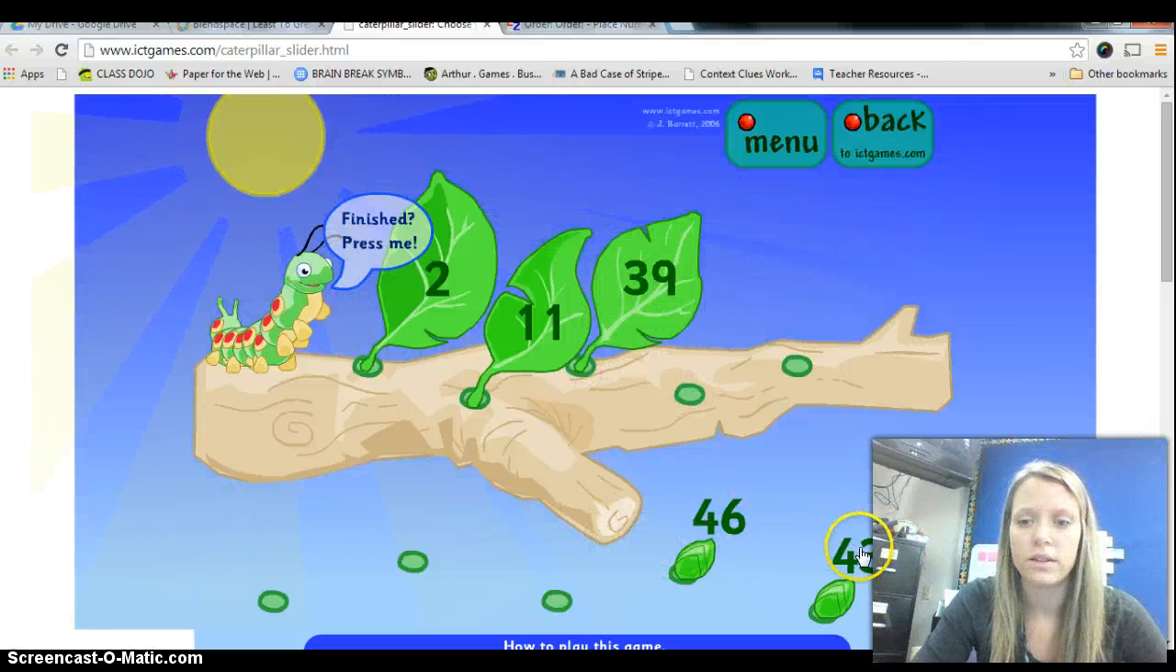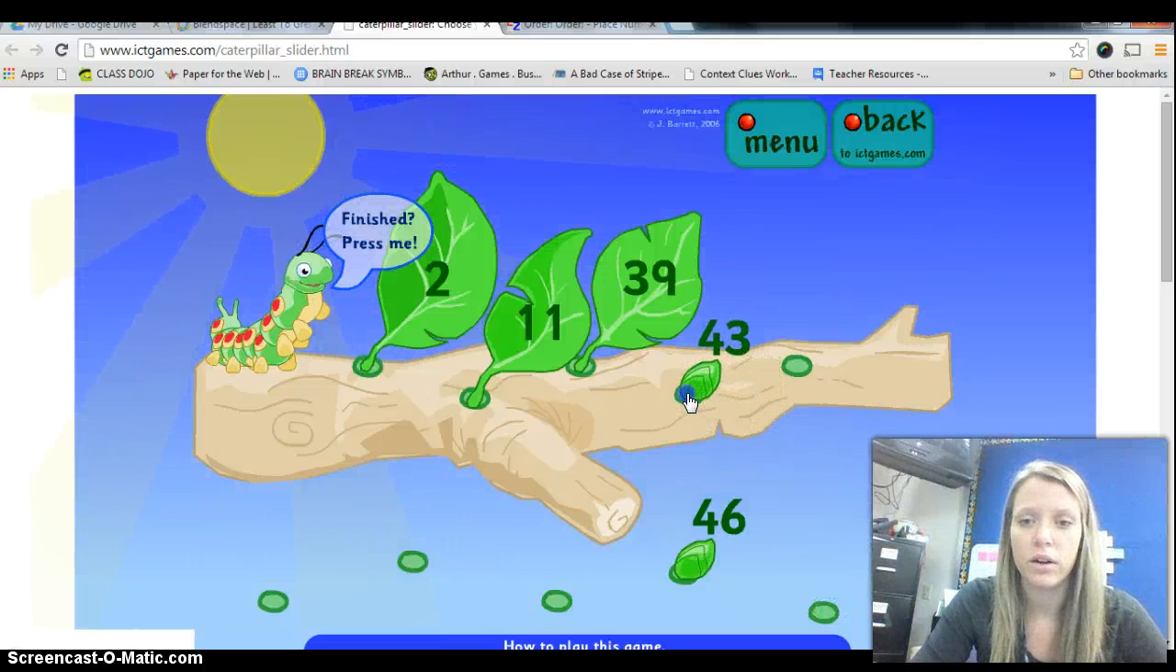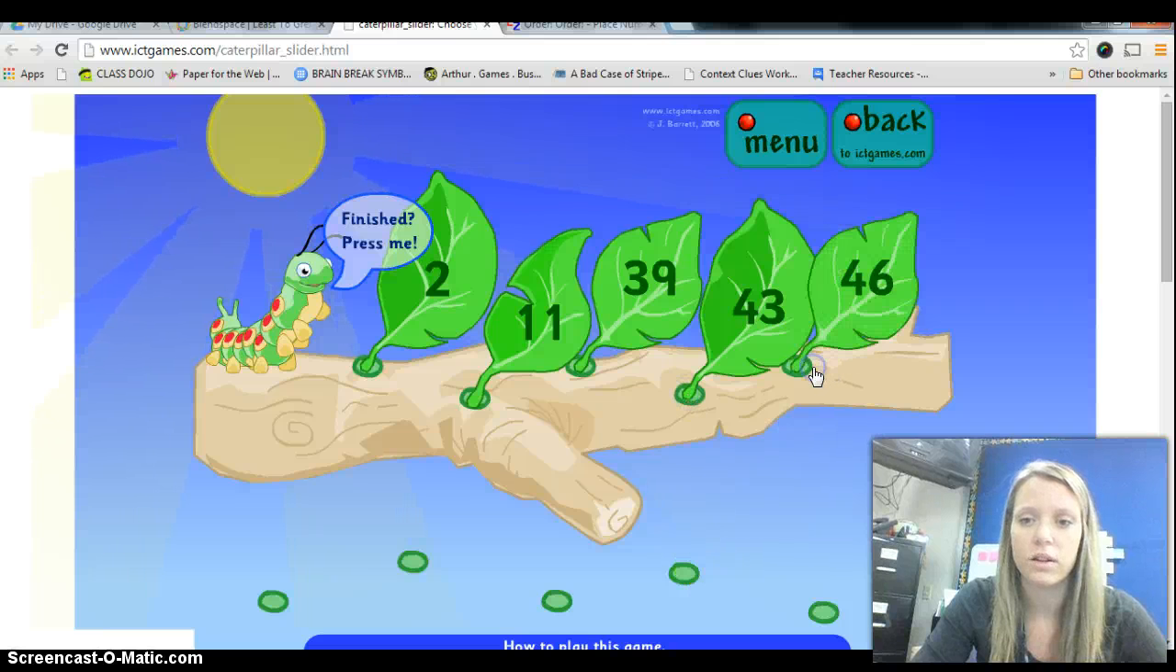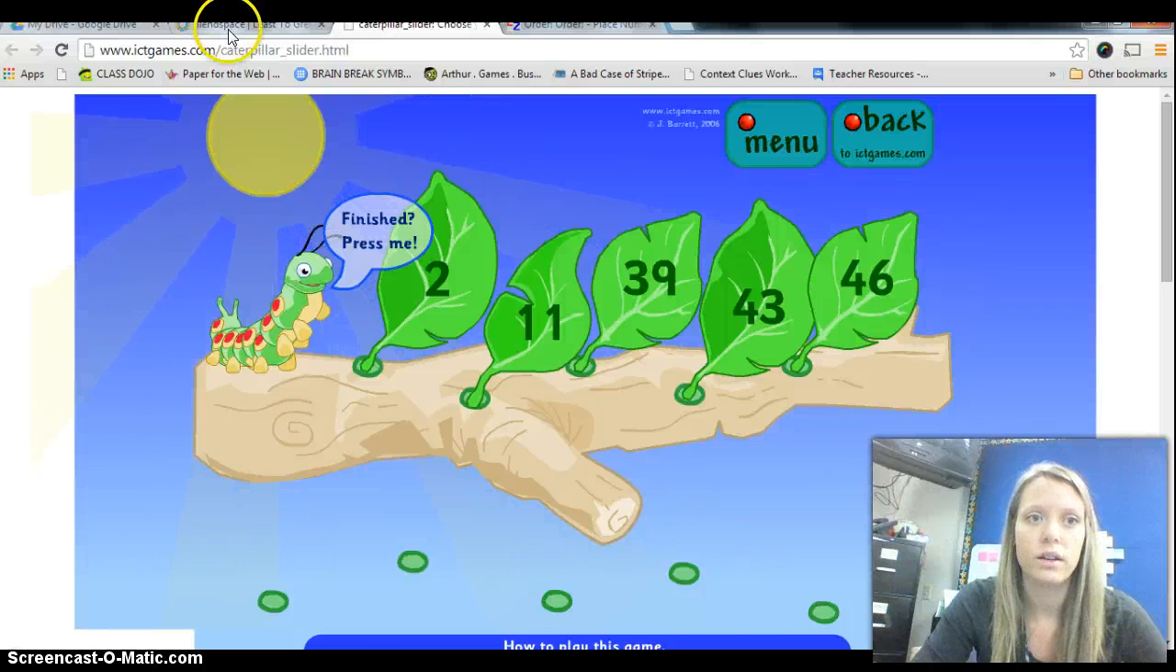Now I compare 46 and 43. They both have the same tens digit, so when that happens, go to the ones digit. And I know 3 is smaller than 6, and 46 would be the largest. So that's the next activity, that you're ordering 5 numbers in order from least to greatest.